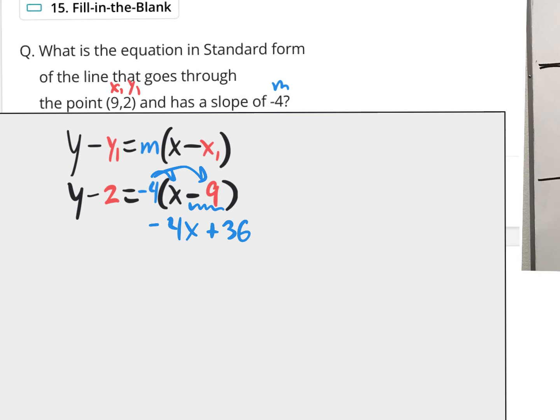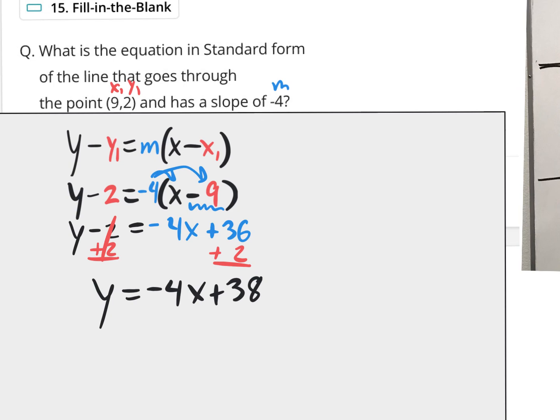What do we have left? We have an equal sign, we have y minus 2. We almost have it in slope-intercept form. All I have to do is get rid of that minus 2 by adding 2. That'll cancel out. What I do to one side, I do to the other side. Add 2 to the 36. That's the only thing I could actually add, the number 2 to the 36. So what do I have left? I have my slope-intercept form equation, y equals mx plus b.